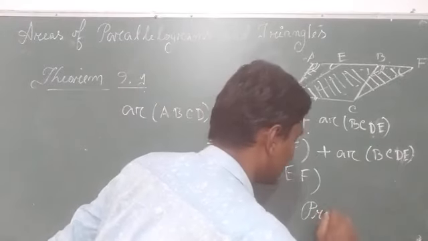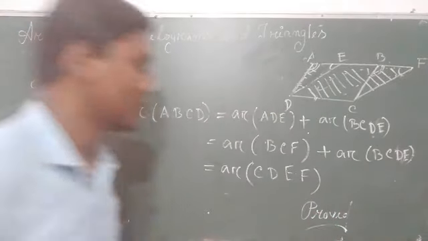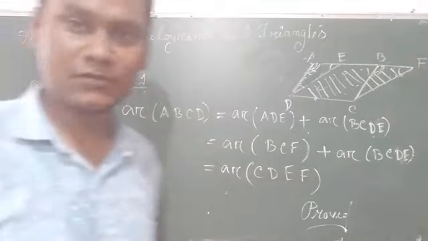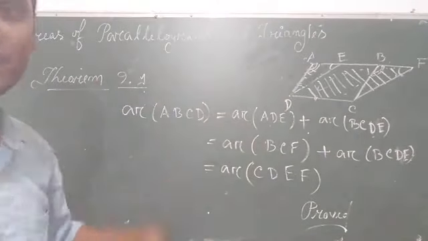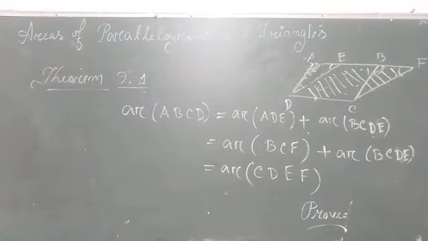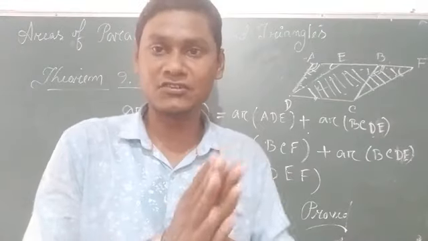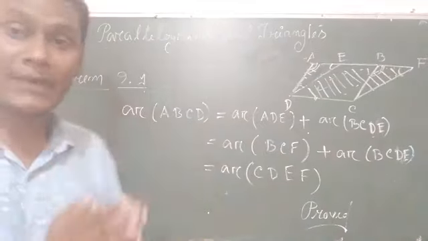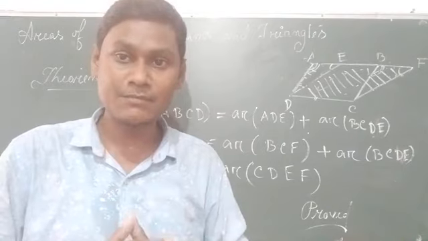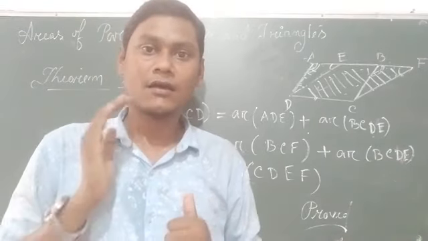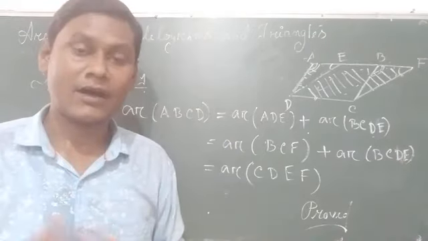Hence it is proved. I hope you understood. If you have any doubts, you can ask me. These are the various steps that I should follow. Once again, I am repeating how to prove the theorem: parallelograms on the same base and between the same parallels are equal in area. Now how to prove this?